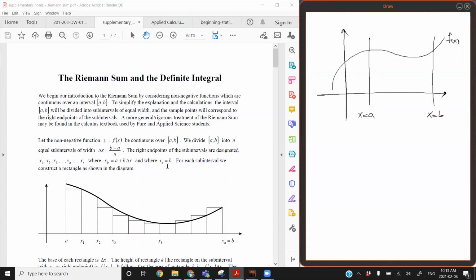So within the interval from a to b, the function f of x is positive, meaning if you graph it, the curve is going to be above the x-axis.